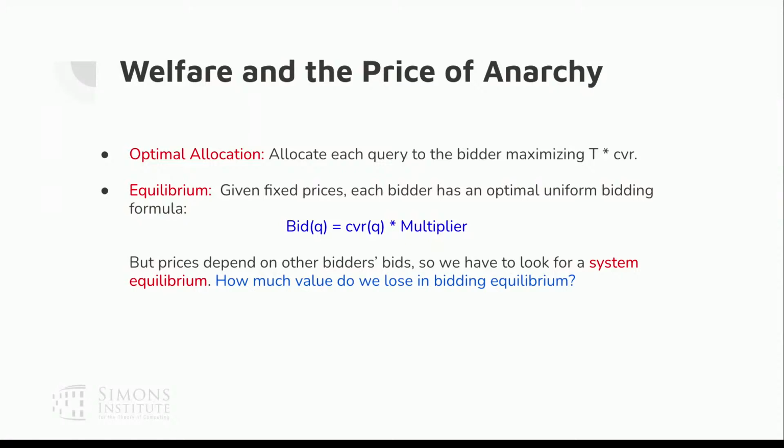In the equilibrium, each bidder is bidding according to this formula, which is that you bid proportional to your value. So you may not achieve this optimal allocation, because you're not necessarily giving the item to the highest value bidder. You're giving it to the highest bid bidder, and the bids depend on each other through this very complicated dynamics.